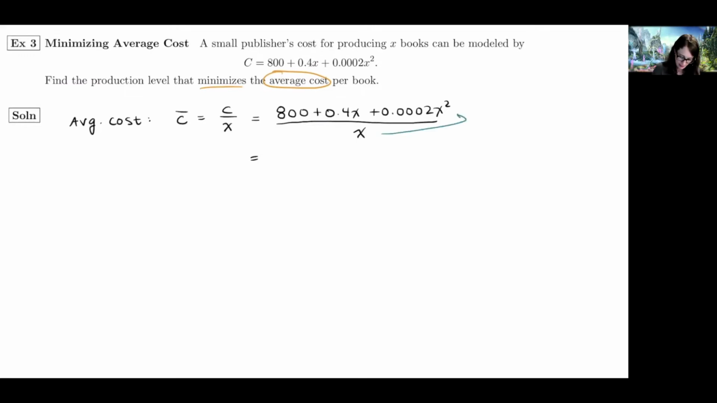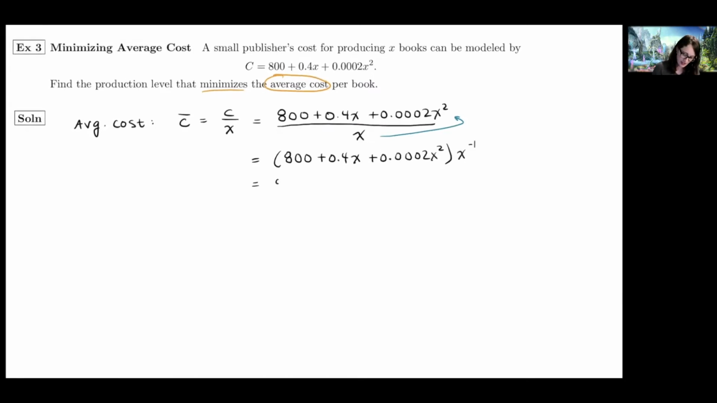So here's another way that you might think about that. Let's bring this up to the top. But since all of this is being divided by x, we have to multiply all of it by x to the -1. So now we've gotten rid of our quotient, but we've actually turned that into a product. Again, we're going to want to find the derivative of this. So to get rid of that product, we should probably distribute that x to the -1 into the parentheses. That'll give us 800x to the -1. x times x to the -1 just gives us 1, so we'll just have a plus 0.4. Then we'll have 0.0002x to the +1.